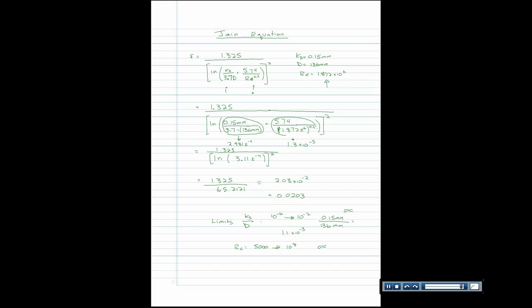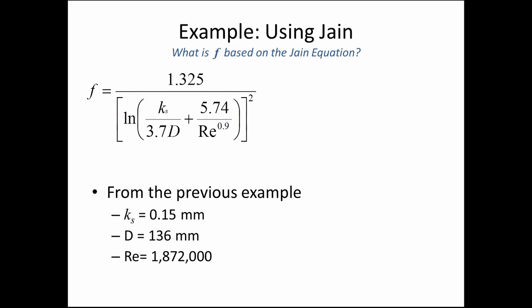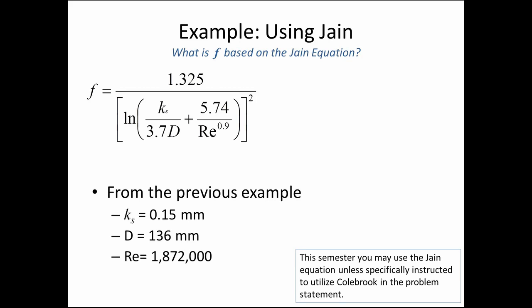So we're valid. We're valid with the Jain, and we prove that to ourselves because we get the same answer with Jain as we did with Colebrook. This semester you can use the Jain equation in your homework assignments, in quizzes, exams, unless I specifically tell you to utilize the Colebrook equation. So you need to know how to solve the Colebrook equation, but for simplicity and time savings, I'll allow you to use Jain unless I'm testing to see whether you can do Colebrook.